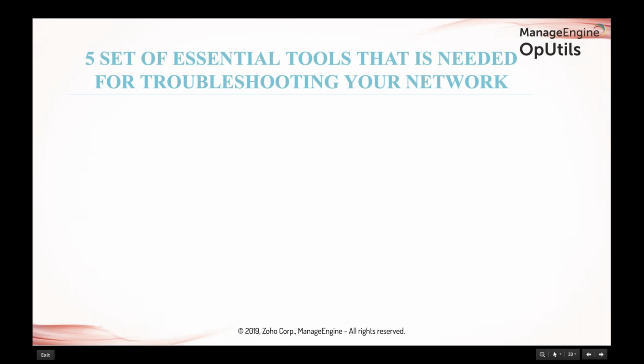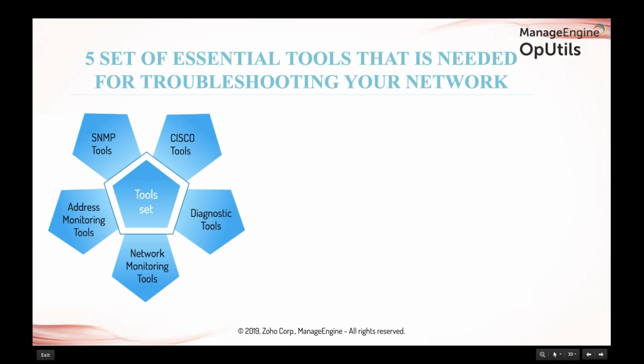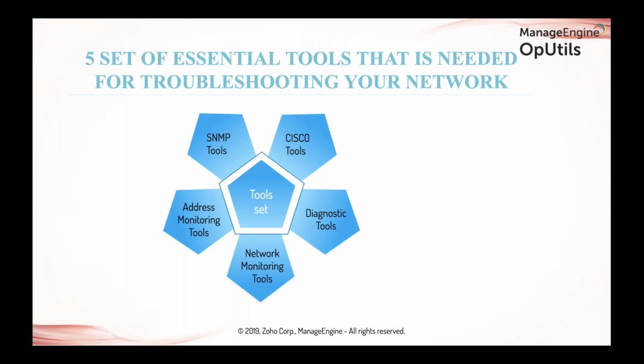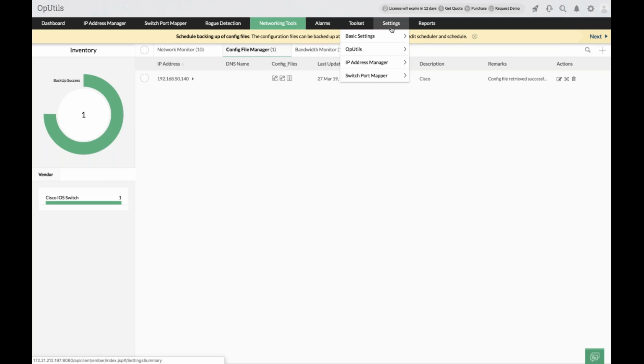So these are the modules that were available in OpUtils. Apart from that, we do have more than 25 plus essential tools available in OpUtils, which can help you in troubleshooting the network issues within your environment. So let me quickly take you there and we'll be able to explain you.